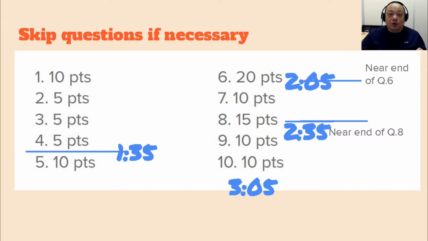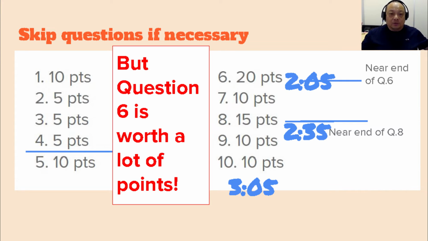That means if you are behind, you may have to skip some questions if necessary. Let's say it's now 2:05 and you're still in question 5. You're supposed to be near the end of question 6. Then you probably need to finish question 5 quickly, then skip question 6.